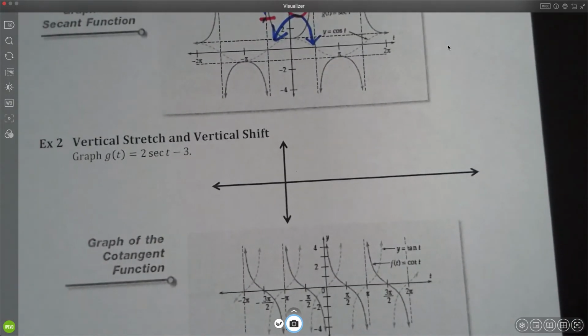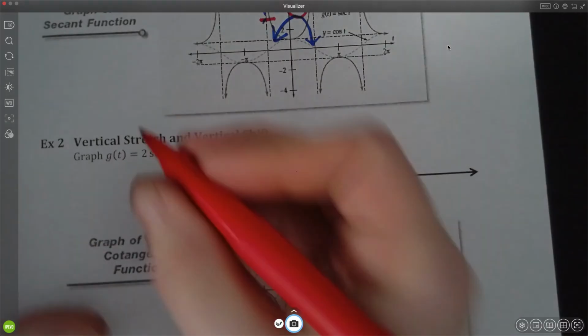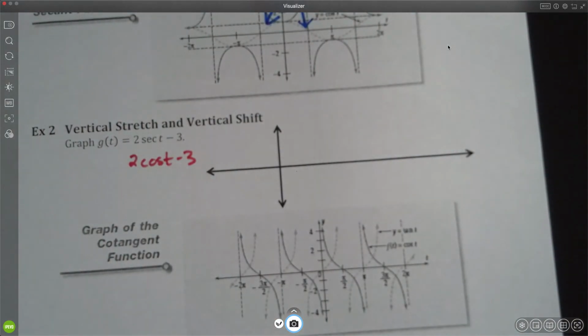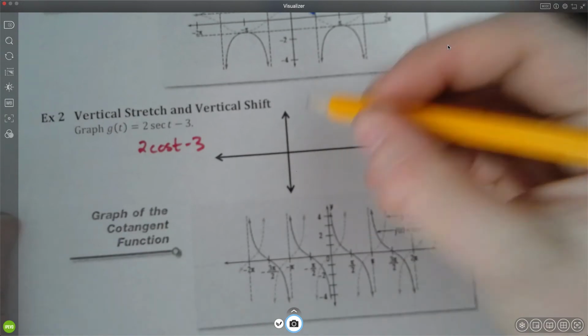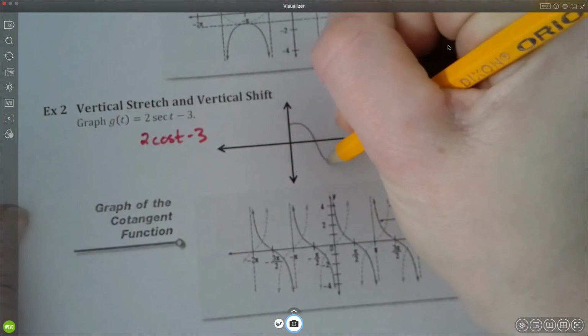All right, let's do this one. I want to graph secant. So we need to graph something else first: cosine. So I'm going to change this to 2 cosine t minus 3. I'm going to use my pencil to do cosine. Cosine starts here. I'm going to make them short. Cosine starts here and goes like this.